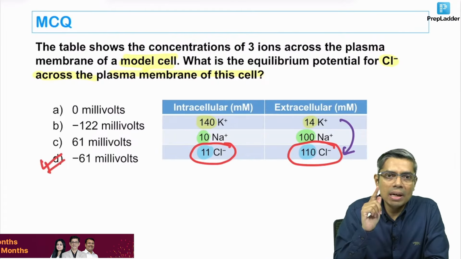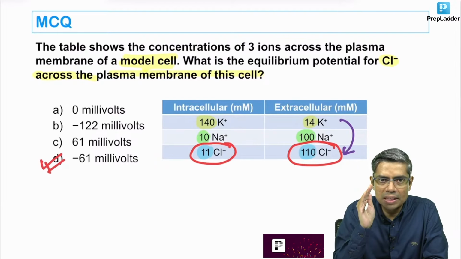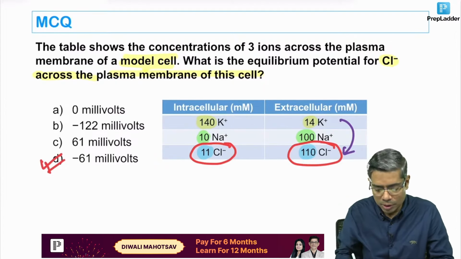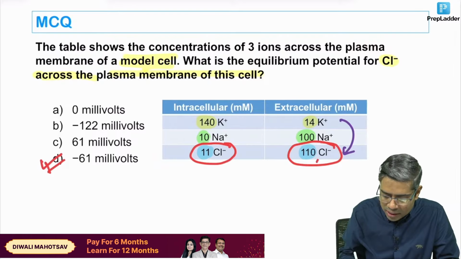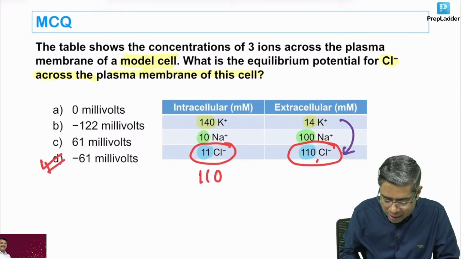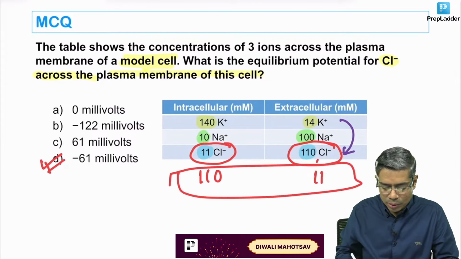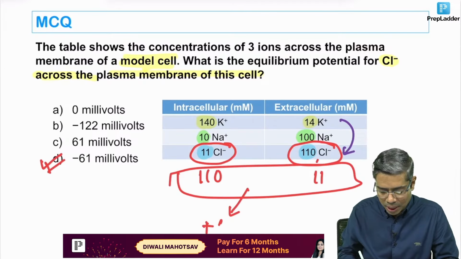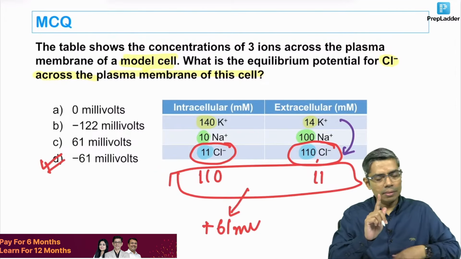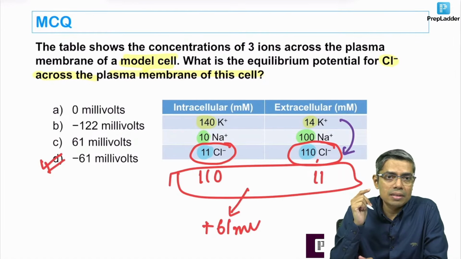Always go by the equation in a step by step fashion, so that you do not miss the negative or positive. Because if I change the concentration of chloride, so that in a model cell the chloride concentration here is 110 and here is 11, then in these cases the equilibrium potential of the same chloride will be plus 61 millivolt. Okay. So, please remember that, otherwise you may miss the answer.